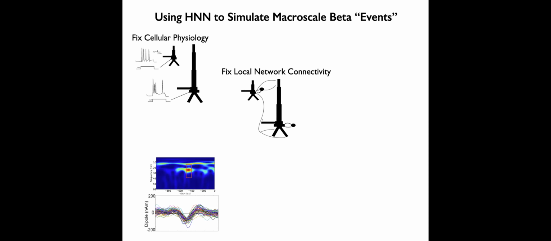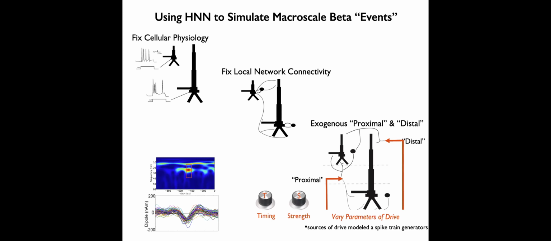We then built in the local connectivity structure. And again, this is based on a large body of literature from animals that suggests how these cortical circuits should be connected within and across the layers. We tuned all that, and then we fixed it. And the only parameters that we're playing with in order to understand the generation of this waveform shape are the timing and the strength of these exogenous inputs that come in and activate the local network through these proximal and distal projection patterns.